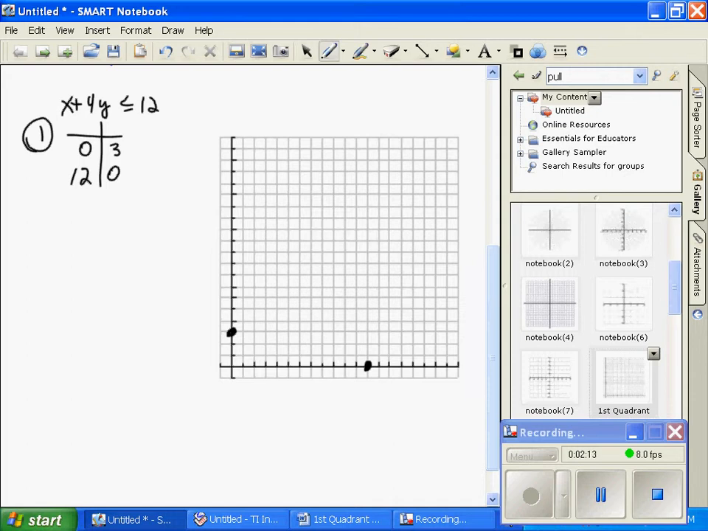Okay, now I'm just going to warn you ahead of time. My ruler and my pen don't match up on this fancy little piece of equipment. So if I'm off a little bit, that's not too bad. I'll just adjust a little bit.